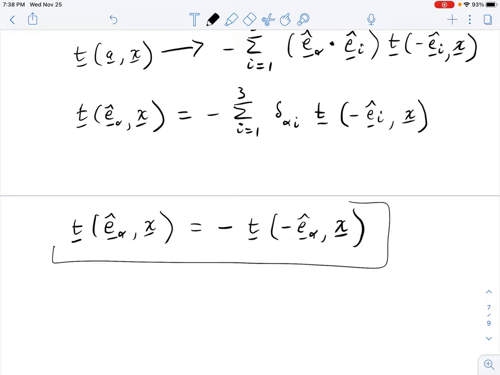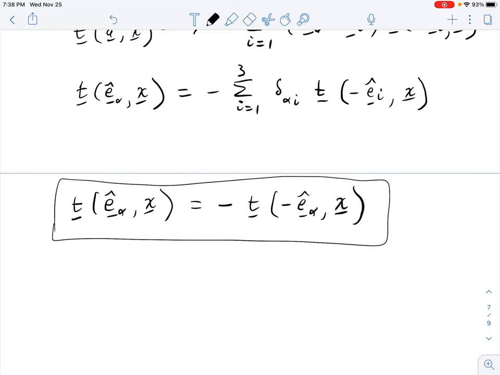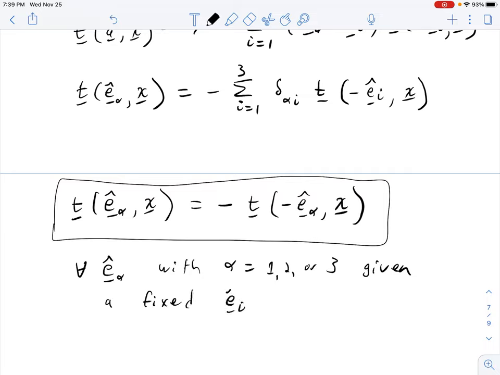So let's box that off as our important result. This is for all E alpha, with alpha equal to 1, 2, or 3, given a fixed E i basis.